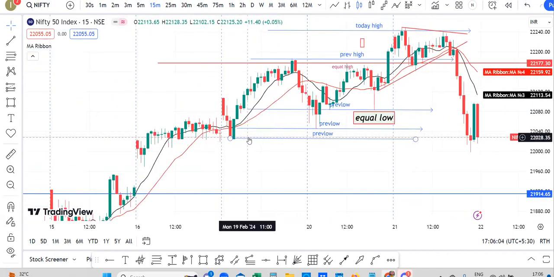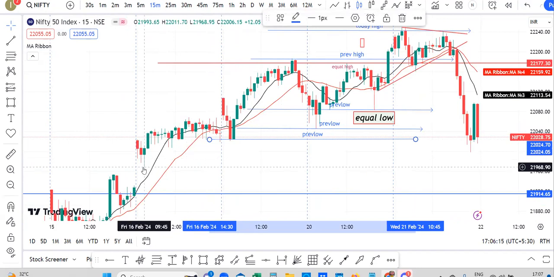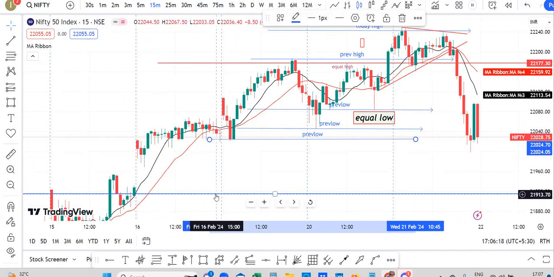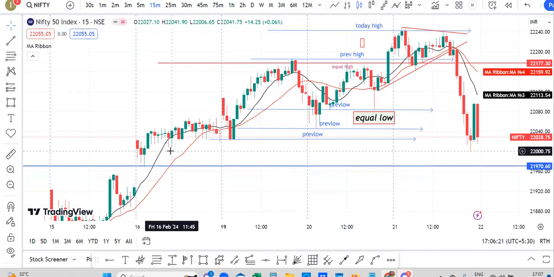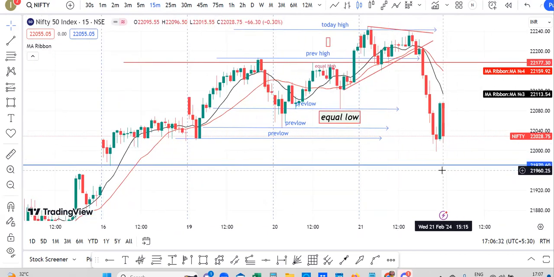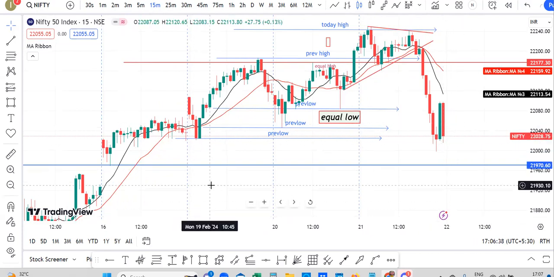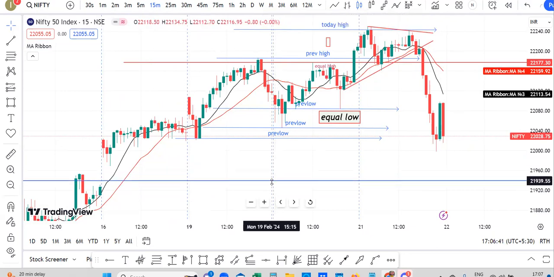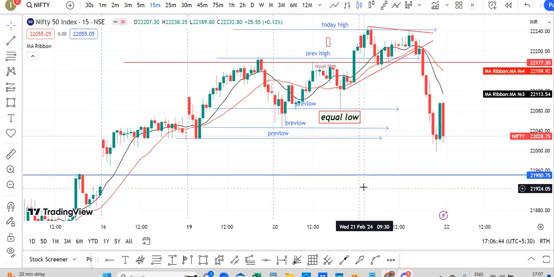See what has happened over here. It has taken all the 3 days' price action. These are the lows, and the next day's low is here. This is the 4th day low. What is this? 16 February, last week's low. Last week's low was 21,970. Now, what can happen in the market is this sell-off can continue up to this level.